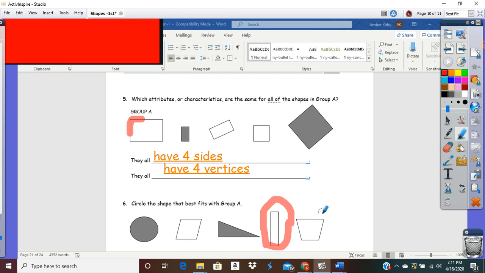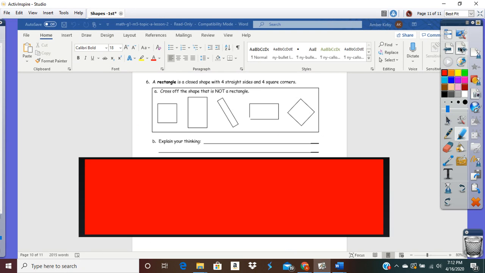Now, yes, these 2 shapes do have 4 sides. This rhombus has 4 sides, and this trapezoid has 4 sides, but it doesn't have those square angles like the shapes we see above. Okay, let's move on.